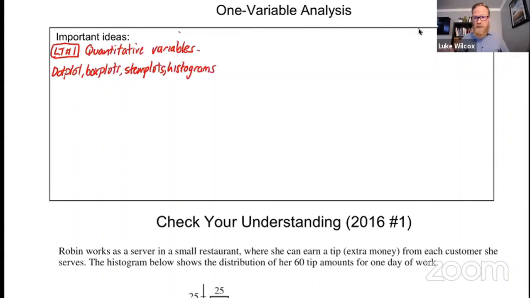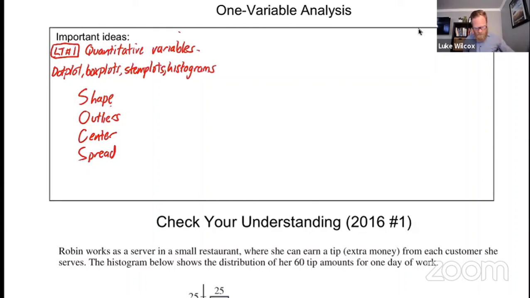Now, here's the big takeaway for quantitative variables. If you are asked to describe or compare distributions, this is where you're going to want to use SOCS plus context. So a quick reminder of what you need to make sure that you address: the shape of the distribution, whether or not there are outliers, the center of the distribution, and the spread.